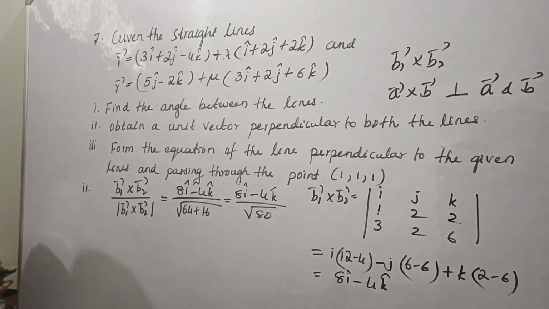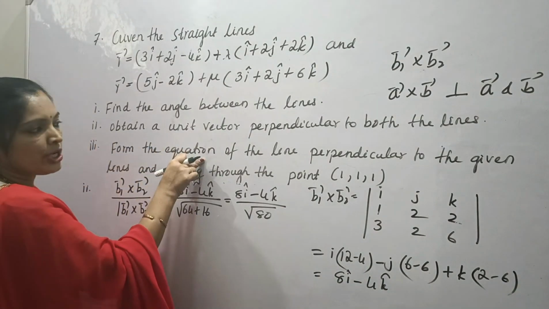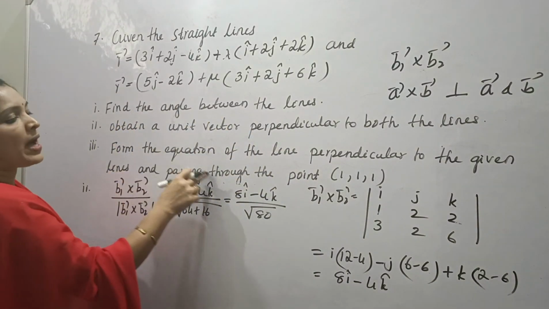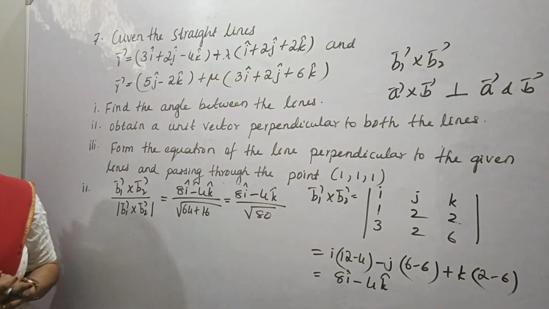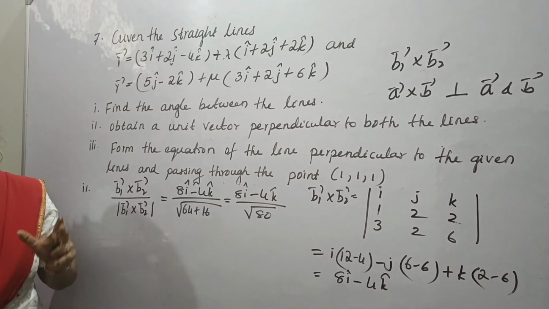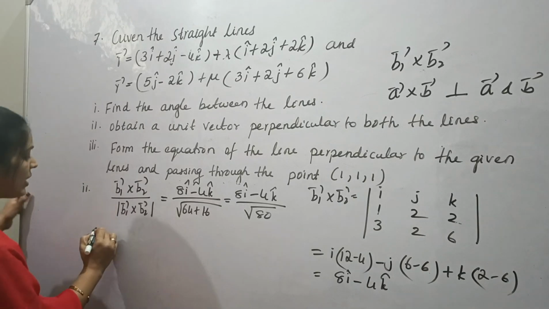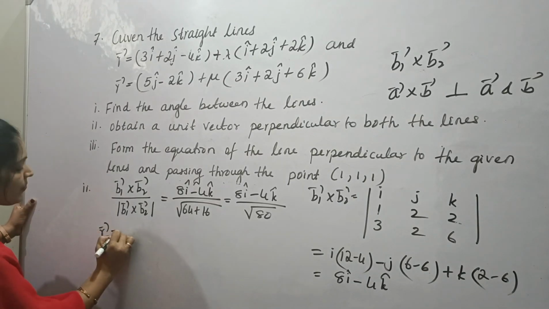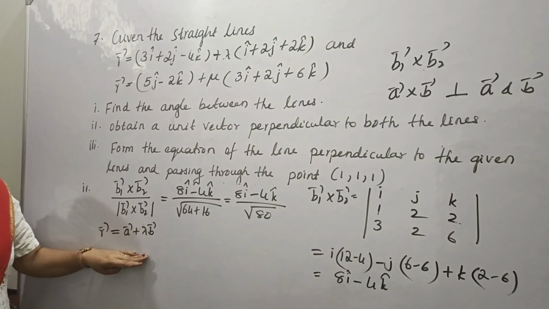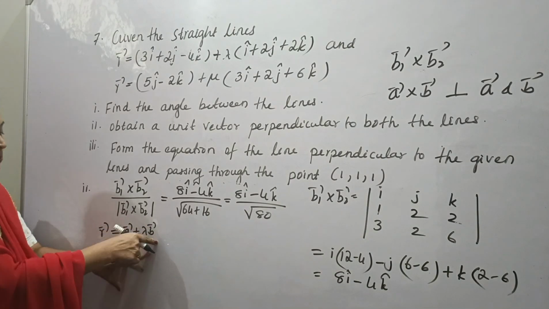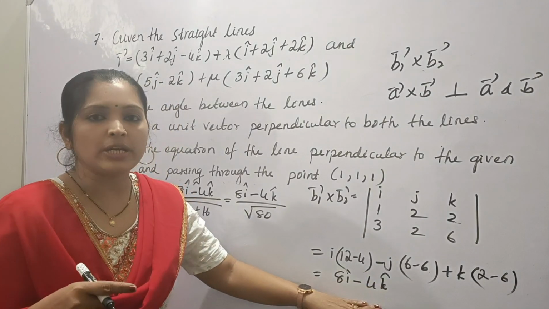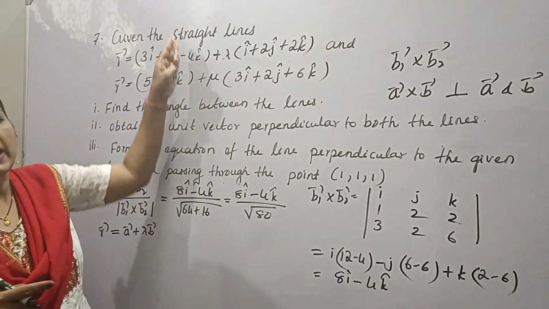Now let's go through the third one. Form the equation of the line perpendicular to the given lines and passing through the point 1, 1, 1. Again, we have to form the equation of a line. The equation of a line is of the form vector r equals vector a plus lambda vector b, where this vector b is parallel to the line, and here it is the vector perpendicular to both of these lines.